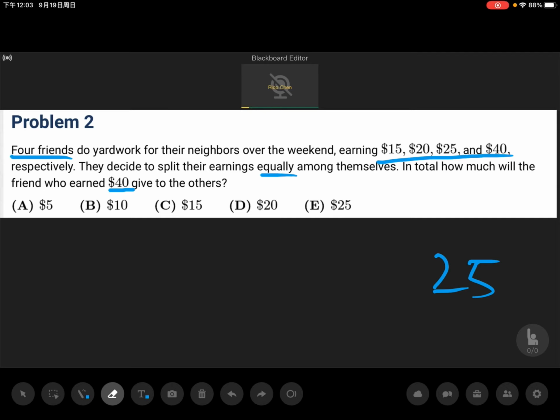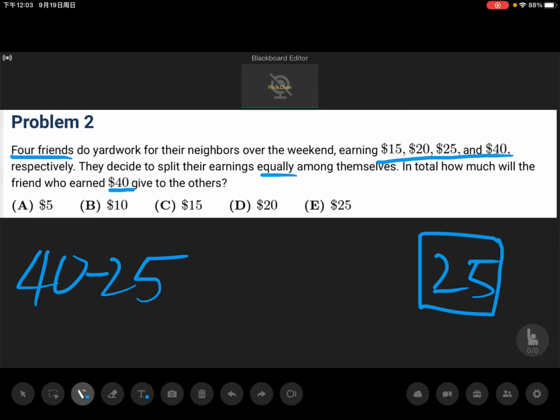So now that we know this, we can find out how much the friend who got $40 needs to give to the others. That person will keep $25. So that means 40 minus $25, the amount of money they will keep, subtracted from the total amount of dollars they got, equals $15. That means they will have to give this $15 to somebody else, so they'll have their equal fair share. And 15 is also C. 15. Now on to the next question.